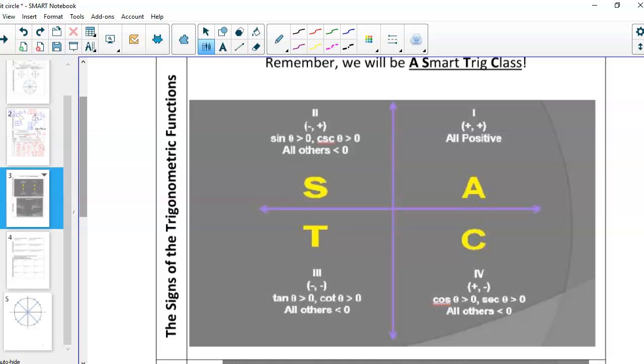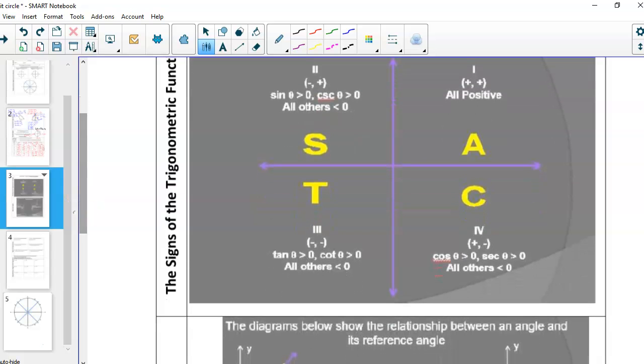Cosine, secant, tangent, cotangent will be negative in the second quadrant. T is for tangent, so tangent and cotangent will be positive in the third. Everything else will be negative. And then C is cosine and its reciprocal secant. Only those will be positive in the fourth. Everything else will be negative.